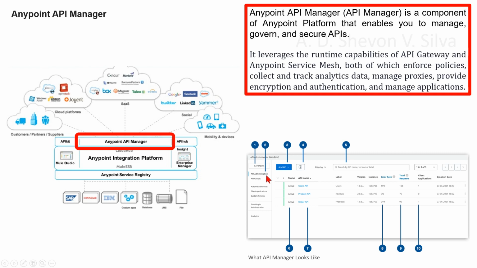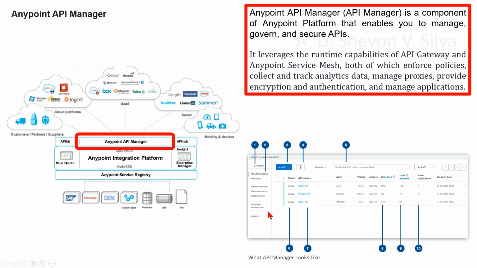Number 2, navigation menu. API groups: an API group is an API asset that enables organizations to publish a group of API instances as a single unit. Automated policies: policy automation enables security architects and administrators to secure and govern every API running in an environment. Client applications: applications are external services that consume APIs. Custom policies: custom policies are policies that anyone can develop and apply to their APIs with the intention of extending existing functionality or defining new functionality.